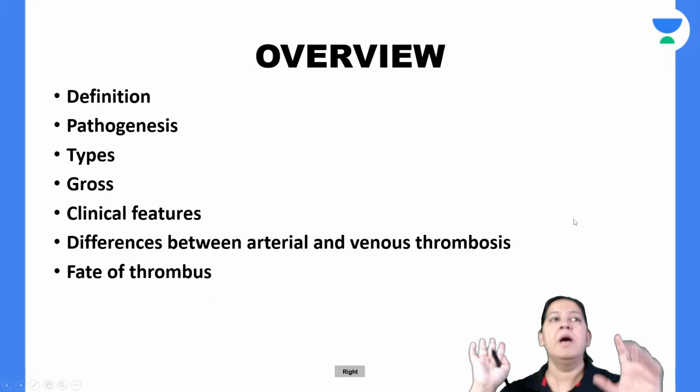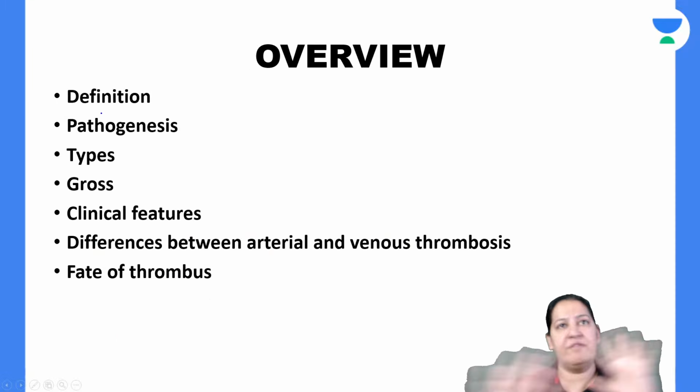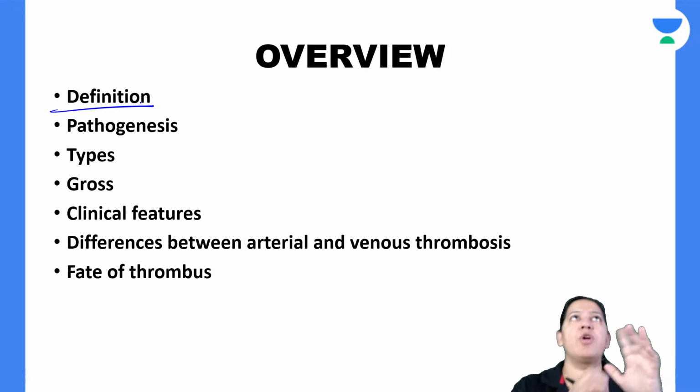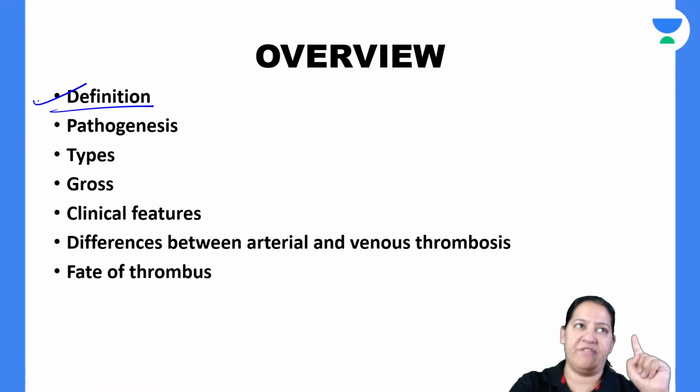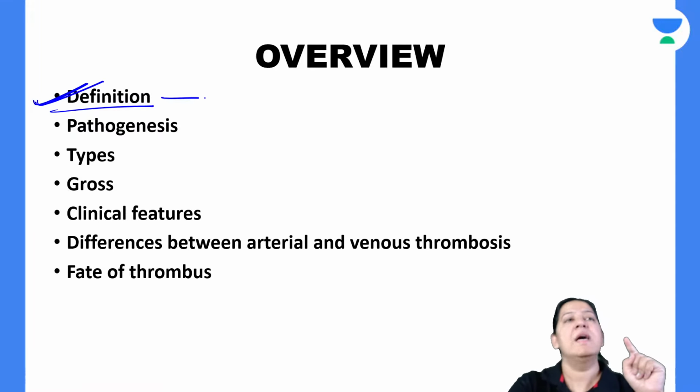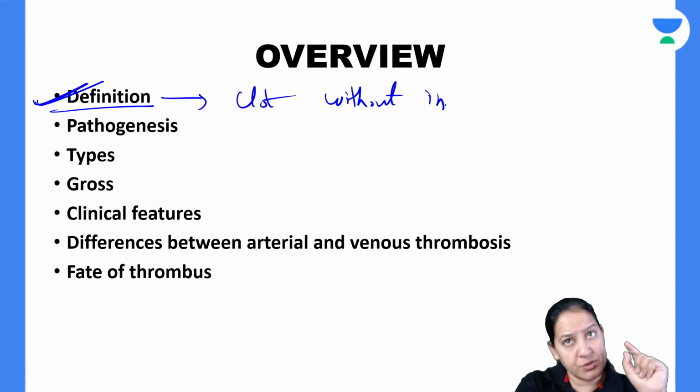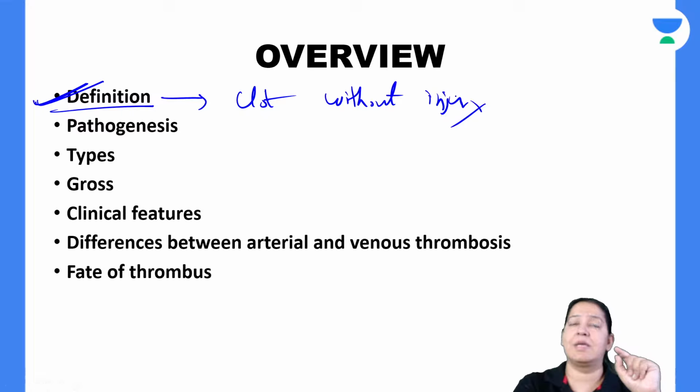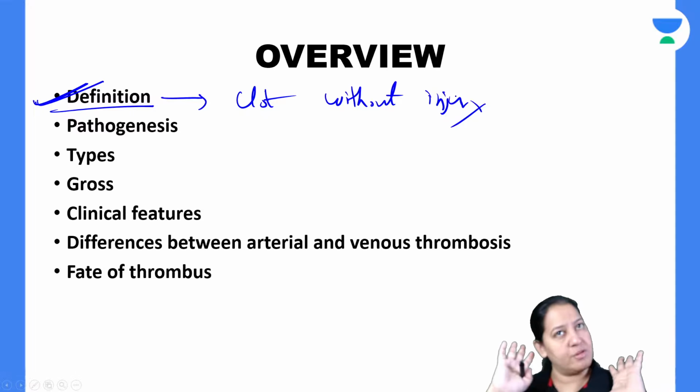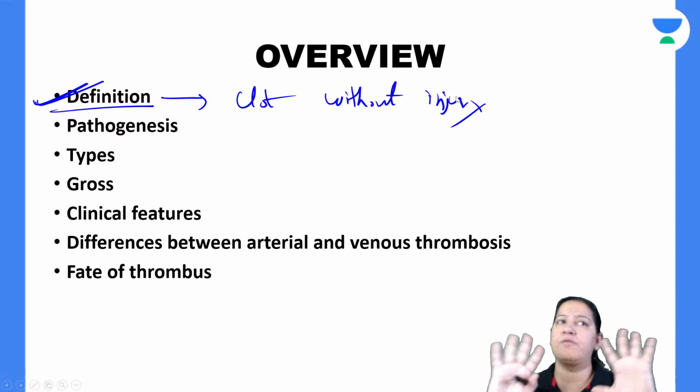Everyone give me a thumbs up. So do you know the definition? I am done with thrombosis. Do you know the definition of thrombosis? Yes, you all know the definition of thrombosis. That is formation of clot in the blood vessel without injury. If it occurs with injury, it is known as hemostasis, which is a physiological phenomenon. But thrombosis is a disease. Here the clot is formed without injury.